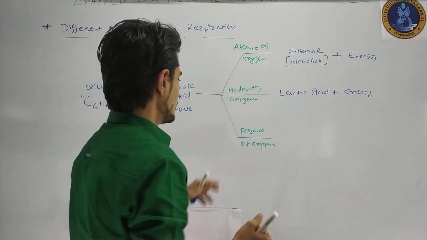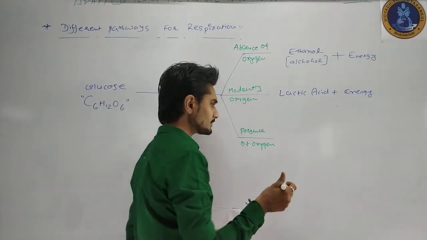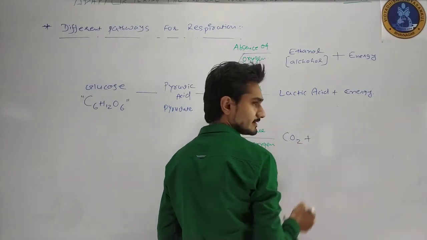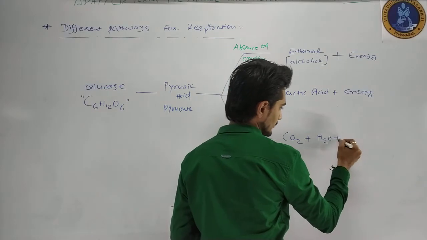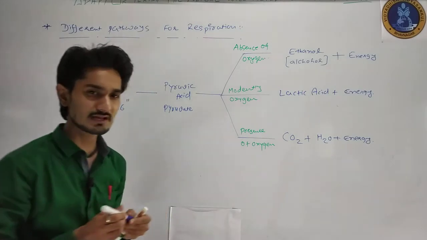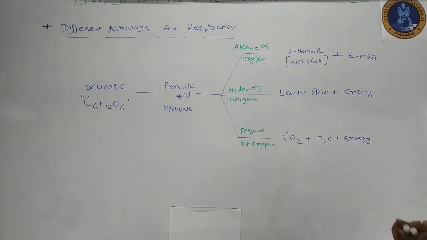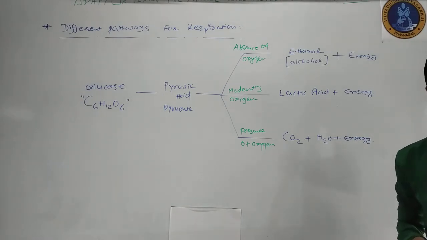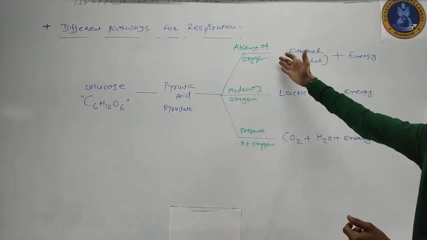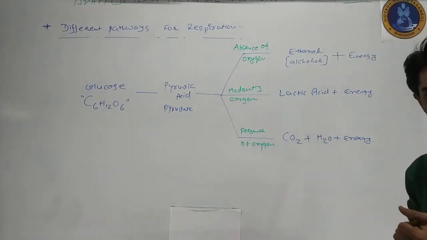Okay, now in the presence of oxygen, three products will be created, and those products are carbon dioxide, water, and also it releases the energy. Now this energy is sufficient to do any kind of work in our body. So this way you can easily remember what happens during respiration. Respiration happens in three ways: whenever there is an absence of oxygen, whenever oxygen is moderately available, or whenever oxygen is present.